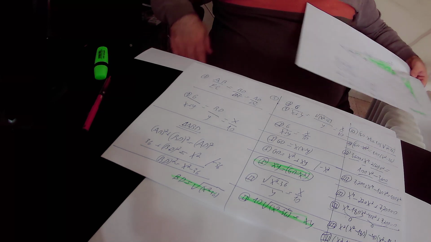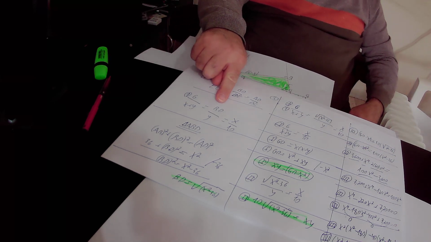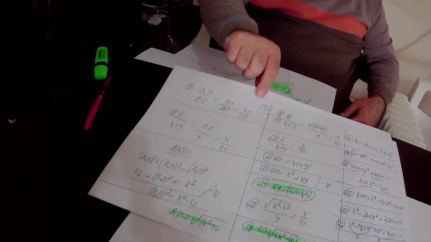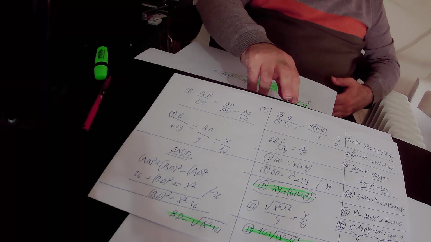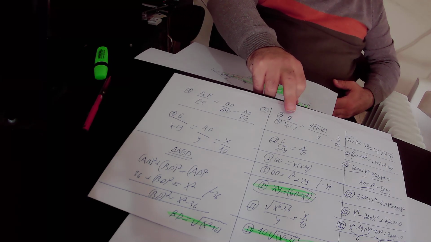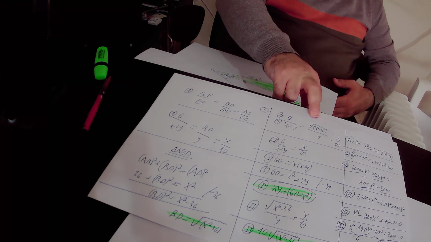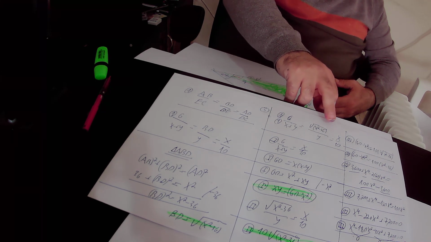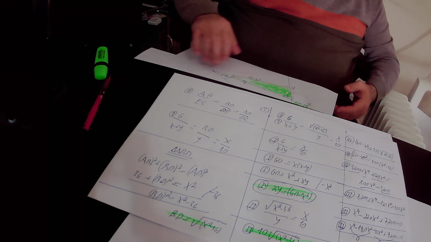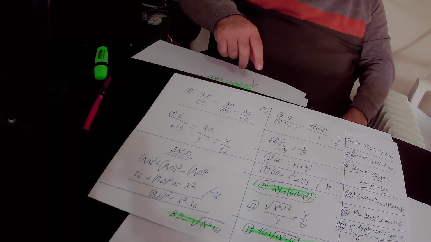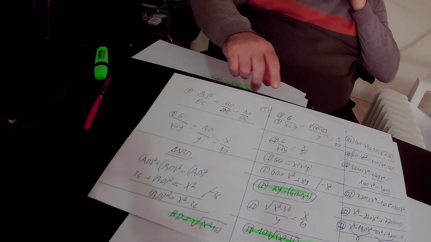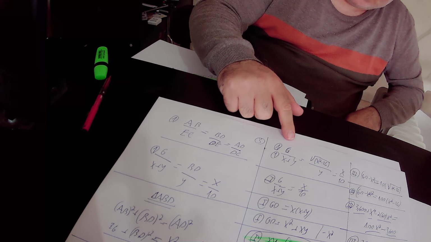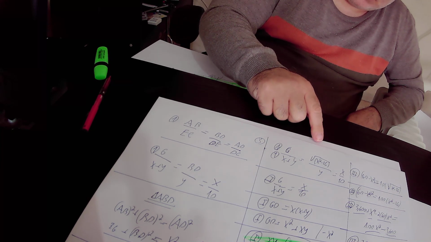Therefore, we can substitute BD in equation number 1 with the square root of X squared minus 36. We did it, and we got, according to equation number 1, 6 over X plus Y equals BD over Y, that is the square root of X squared minus 36 over Y, equals X over 10. From this long equation, we created two equations. The first equation is 6 over X plus Y equals X over 10.